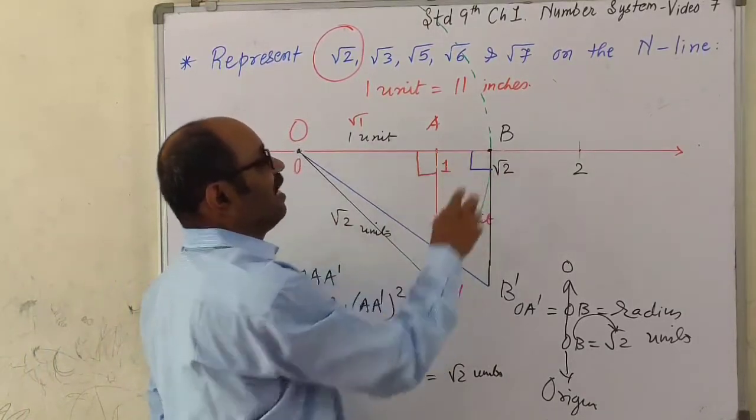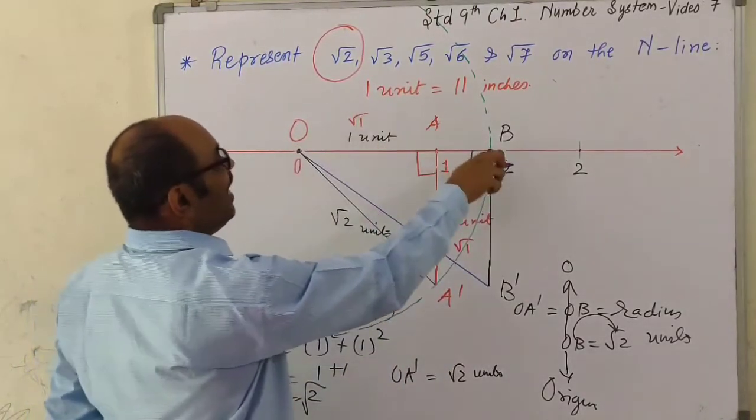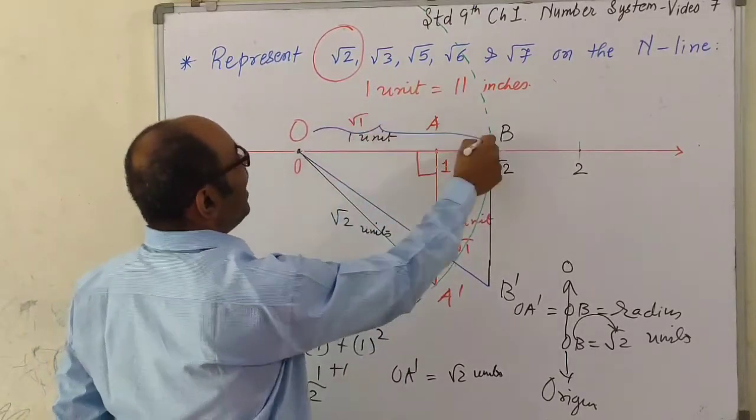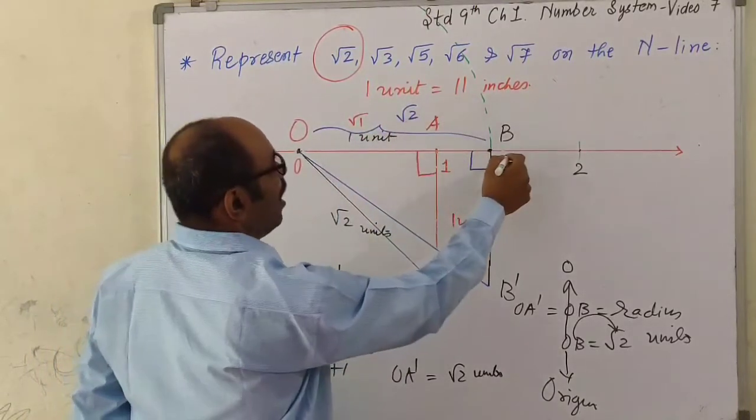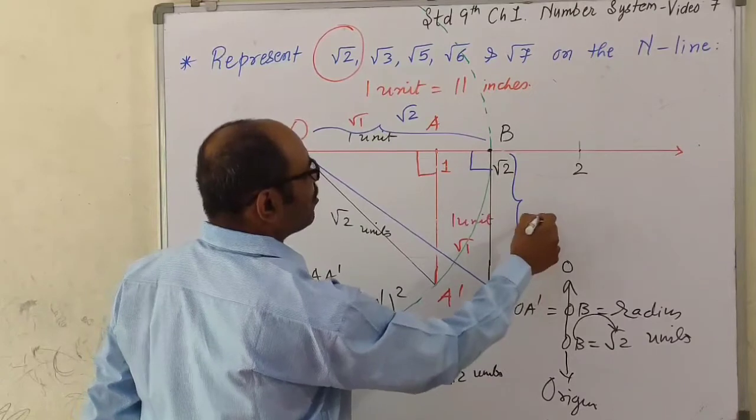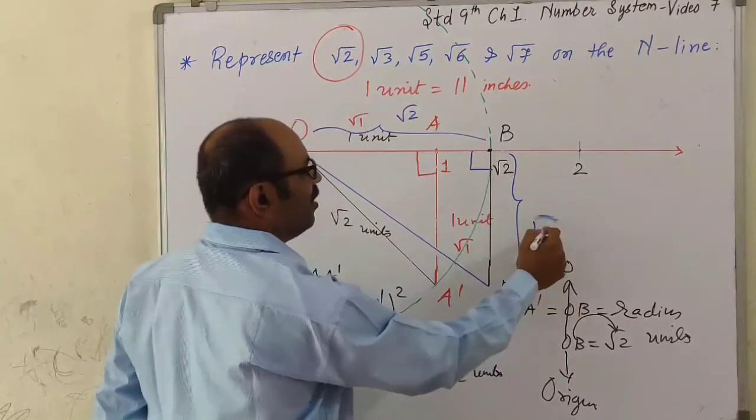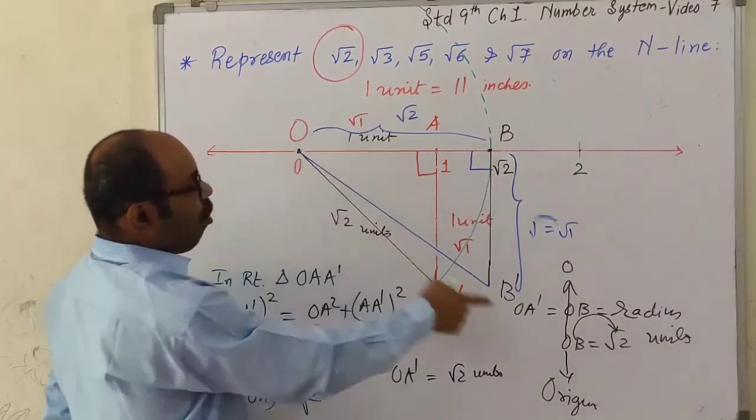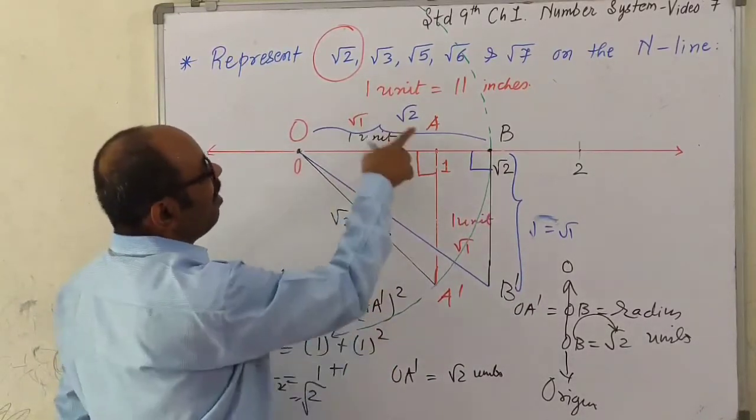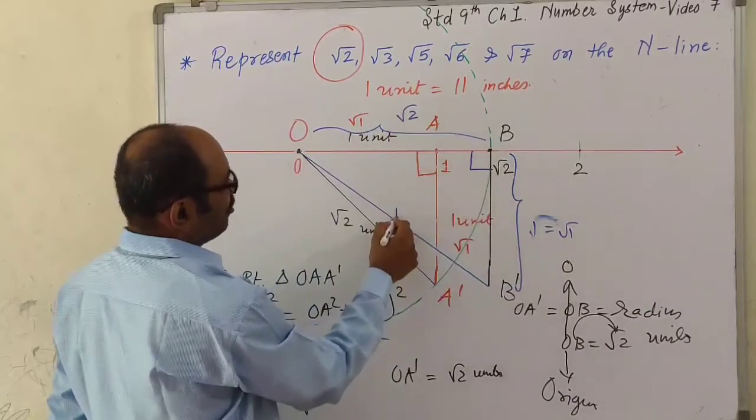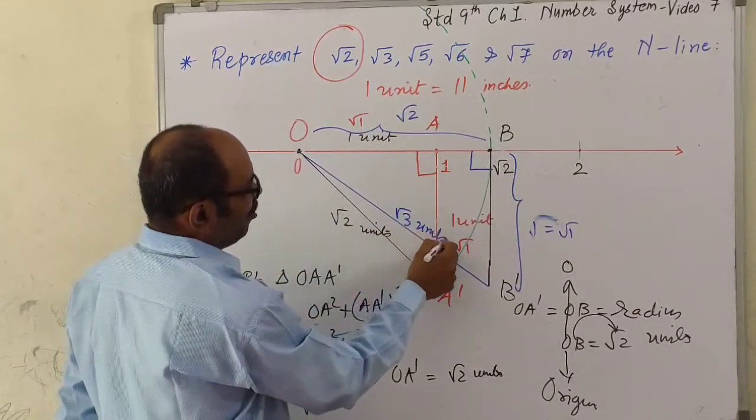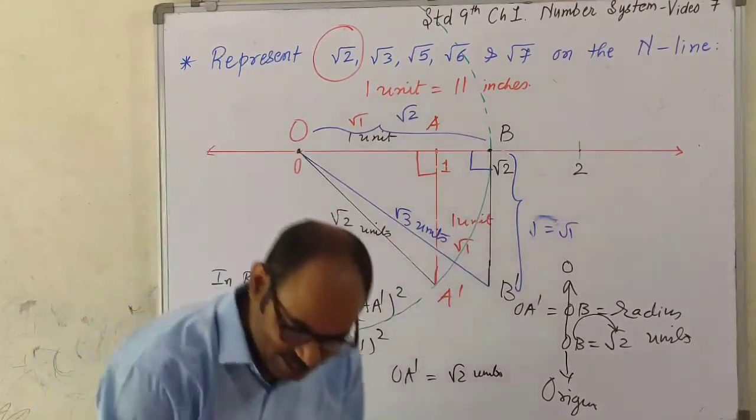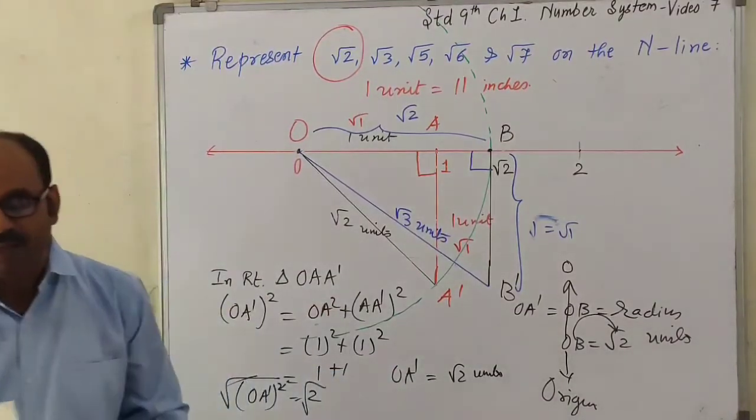This is the right angle triangle. OB is root 2, and BB dash is 1, or you can say root 1. So what will be OB dash? Yeah, 1 plus 2, 3. So it's going to be root 3 units. Root 3 units. Are you getting me?